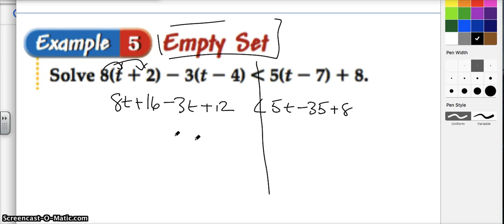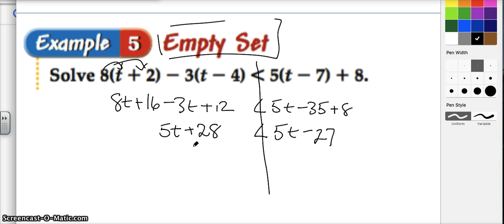The next step is always to join like terms as best as possible. 8t minus 3t is 5t, so I'm simplifying each side of my inequality. 16 plus 12 is going to give me 28. Now I'm going to join some like terms over here, and I get 5t, -35, and a positive 8. I don't know why I'm having trouble doing this in my head. What is that? It is a negative 27. There we go. Took me a little while. Sorry about that, guys. And now, something's looking crazy. Let's see what happens.